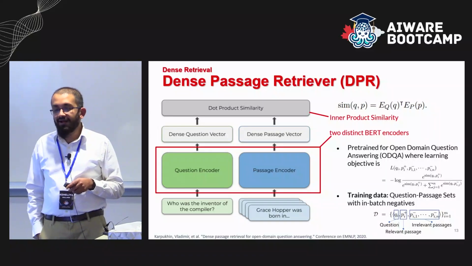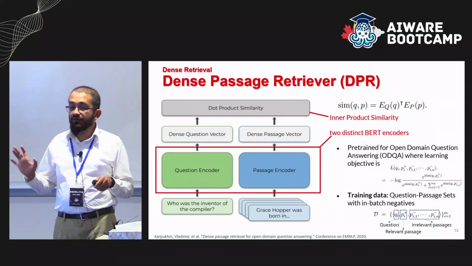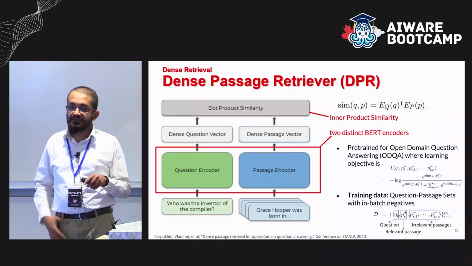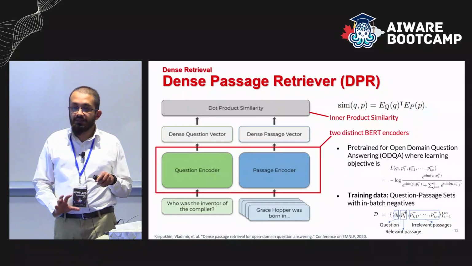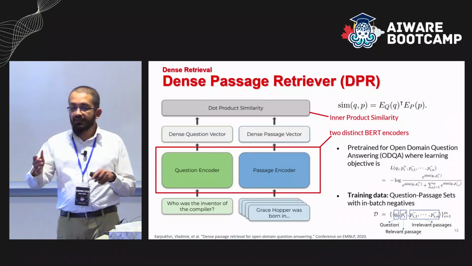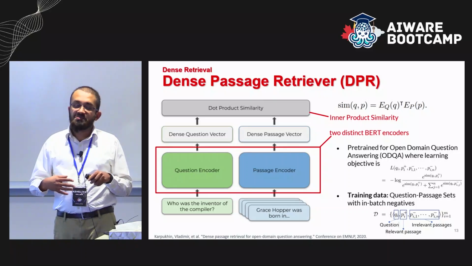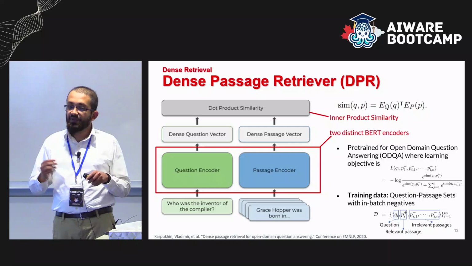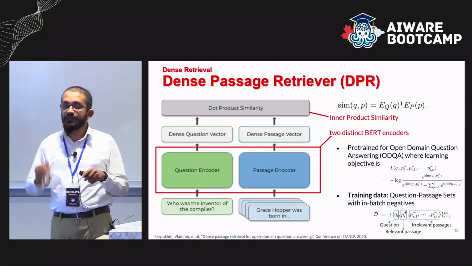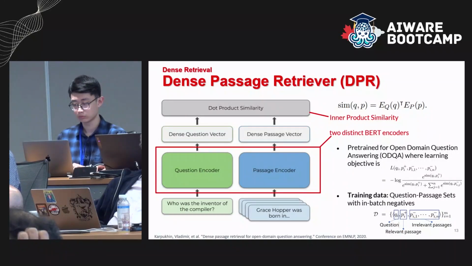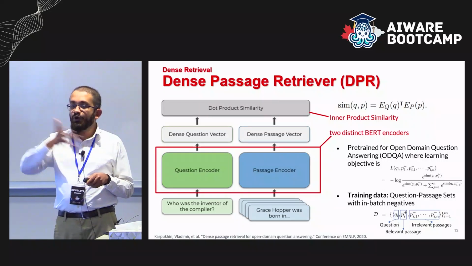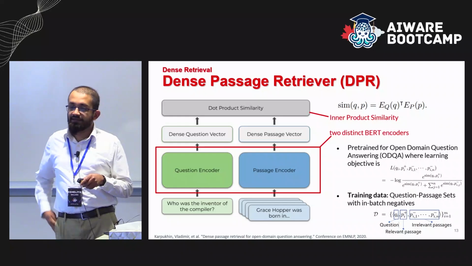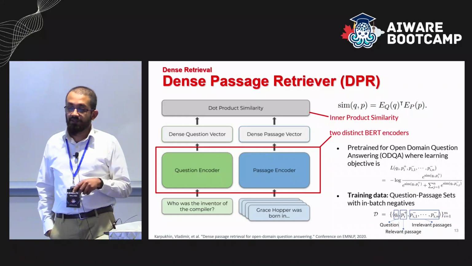The idea here is you have two different encoders, like they used BERT encoders in the paper. You encode the questions using one model, which gives you the dense question vector, and then you encode the passages that may have the answer using a passage encoder and you get a dense passage vector. And to check the similarity, you use the inner product or dot product similarity. This has been shown to perform well for open domain question answering, where you ask an open question about general knowledge, and it performed well.